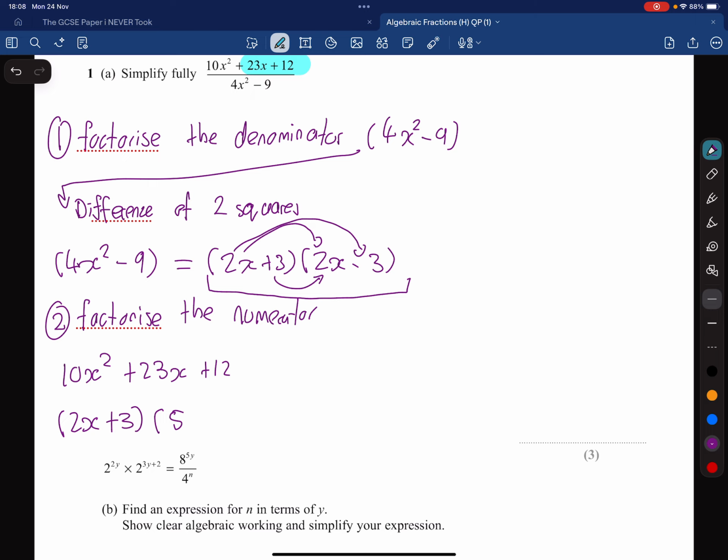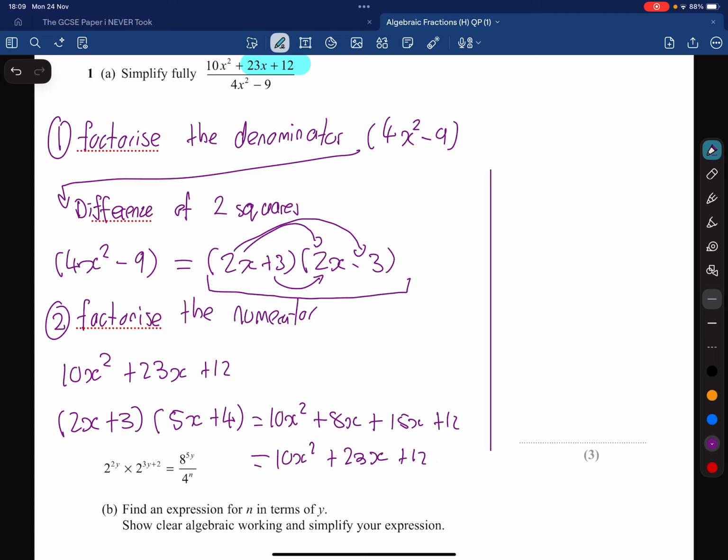So I know it's going to be 5x, and we need to make 12, so 12 divided by 3 is 4. Okay, and that would be 10x squared, because 2x times 5x, plus 2x times 4, 8x, plus 3 times 5x, which would be 15x, plus 3 times 4, which would be 12. And that is equal to 10x squared plus 23x plus 12.